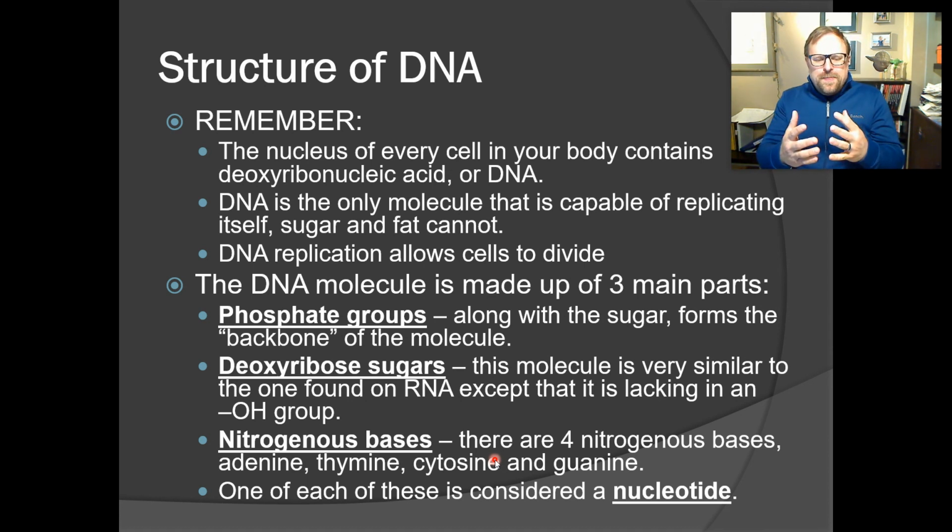These nitrogen bases are adenine, thymine, cytosine, and guanine, or A, T, C, and G. Again, I want you to know the names adenine, thymine, cytosine, guanine, and I want you to know that adenine is A, thymine is T, cytosine is C, guanine is G. If you combine a phosphate, a deoxyribose sugar, and a nitrogen base, you get what's called a nucleotide. I'm going to show a diagram in a second, and we'll try to square that circle for you.